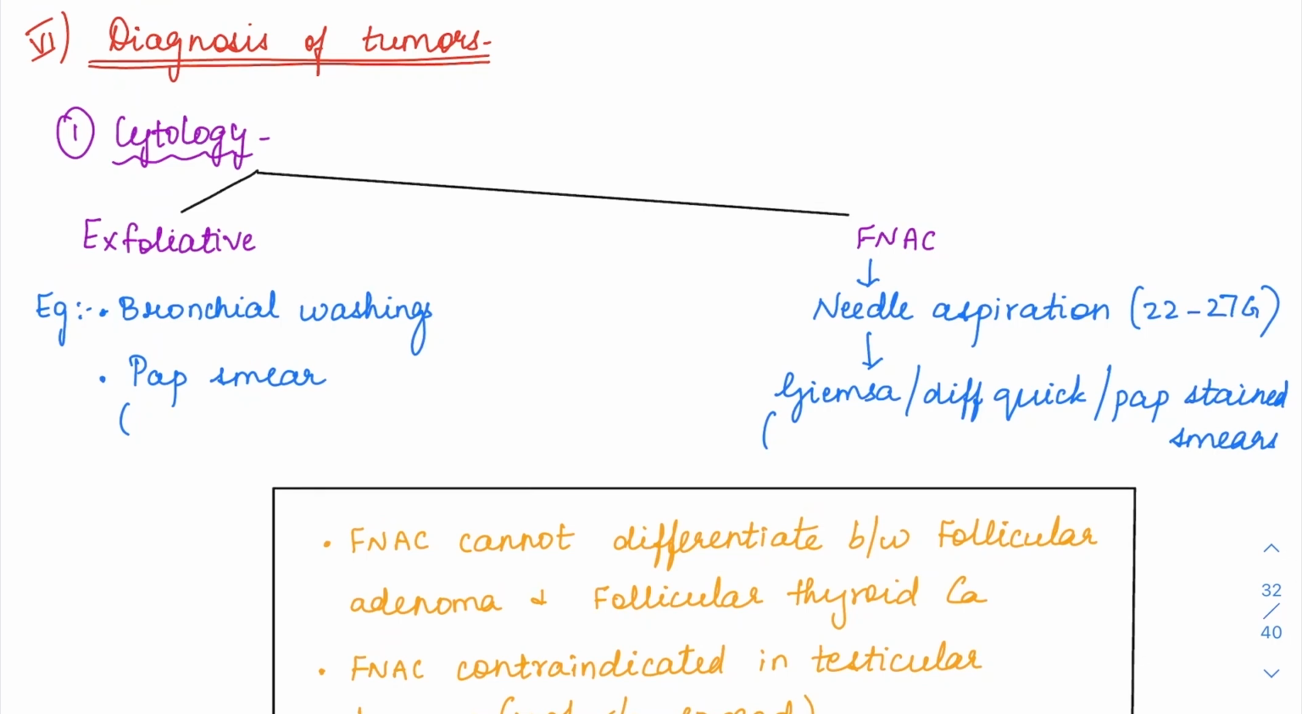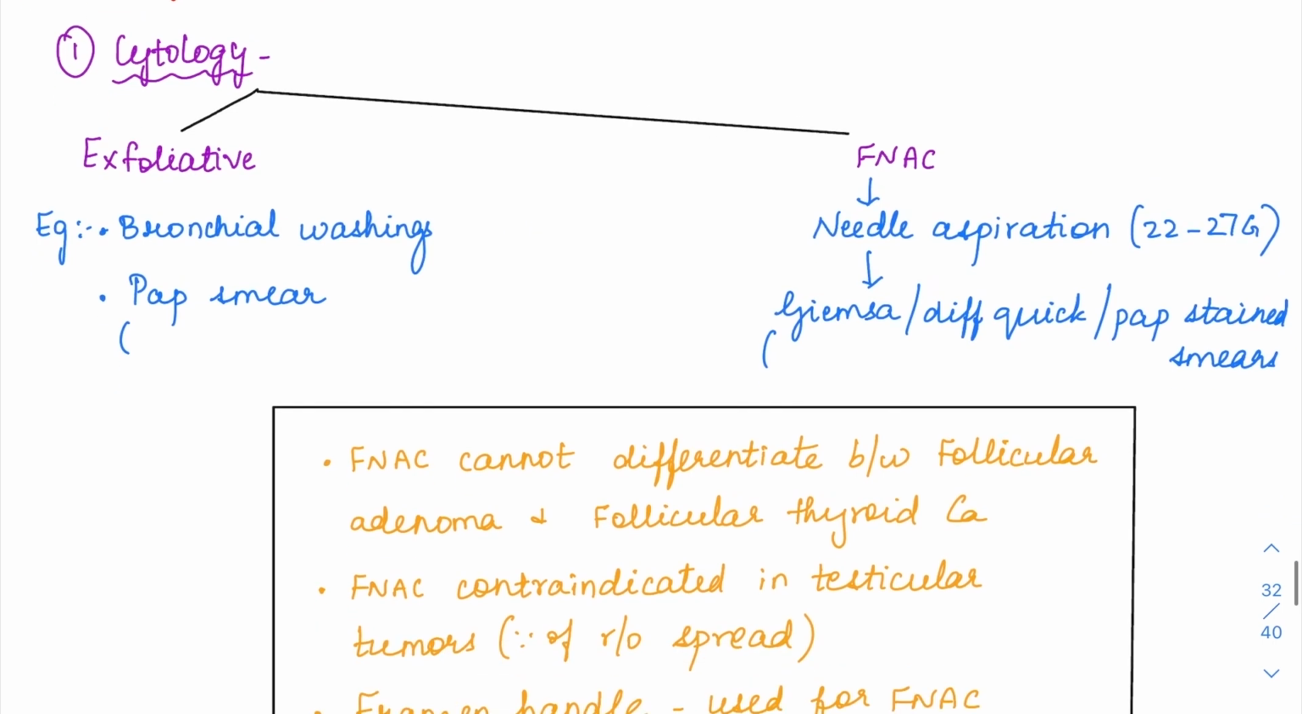Now we have seen paraneoplastic syndrome. Let's move on to diagnosing other tumors. So how do you diagnose? Firstly, we can do a cytology. Cytology can be either exfoliative cytology or a fine needle aspiration cytology.